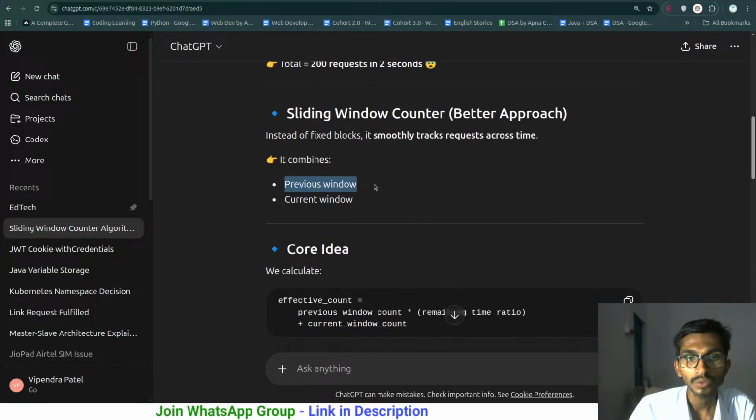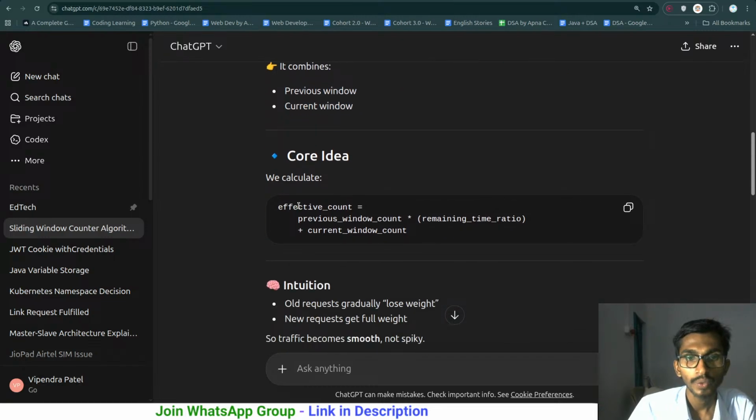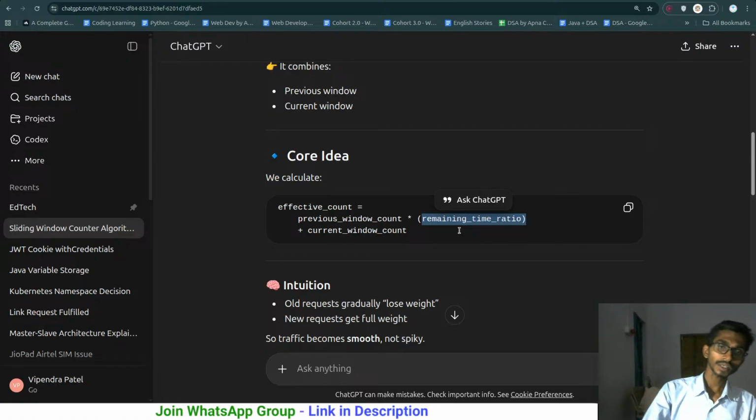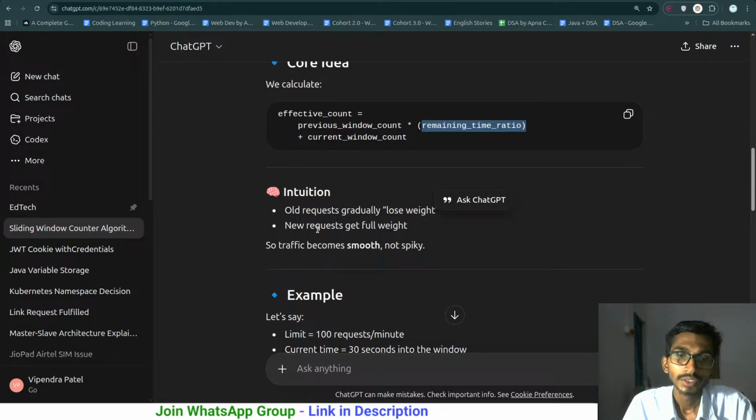Instead of fixed blocks, it smoothly tracks the requests across time. So it combines previous window and current window. We calculate it like this: previous window count multiplied by remaining ratio. What is the remaining ratio? In our case, we assumed that it was 50%, and then current window count, meaning how many requests there are. So intuition, old requests gradually lose weight. So previous window count and remaining time ratio plus current window count. New requests get full weight. So traffic becomes smooth, not spiky.